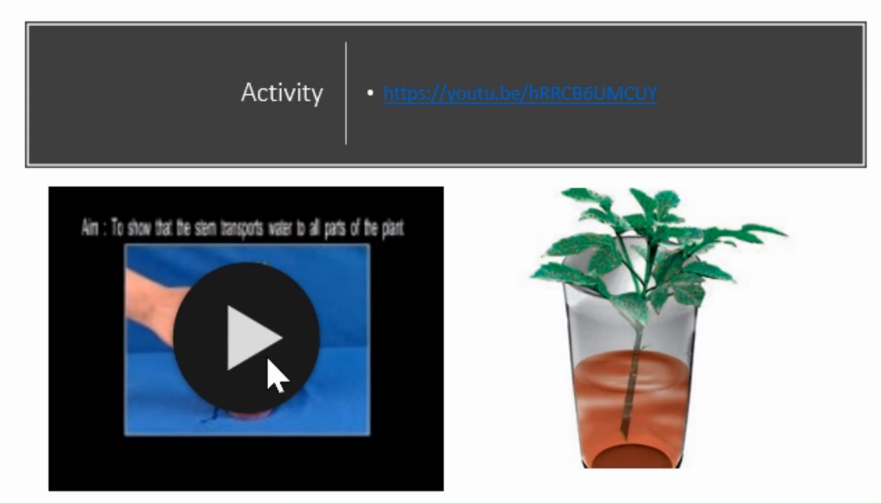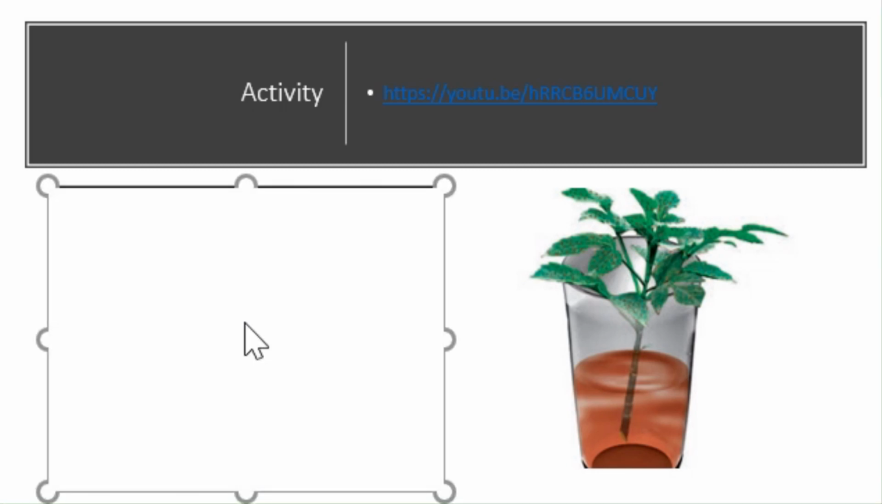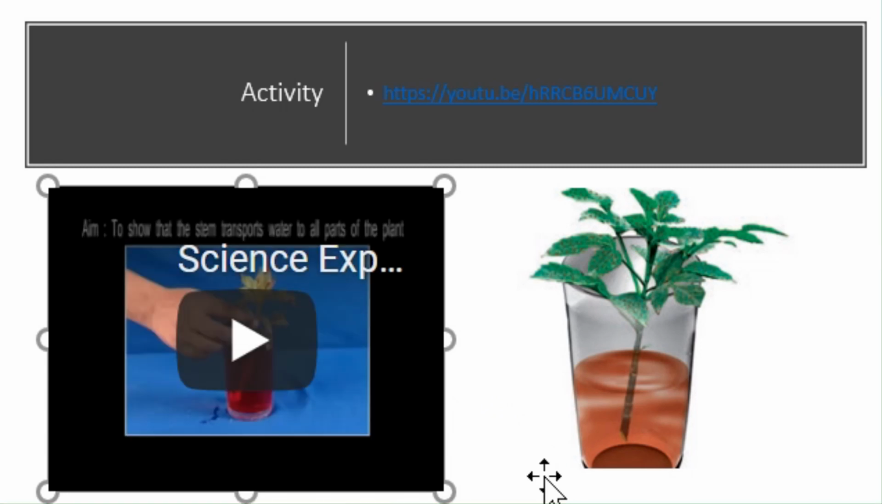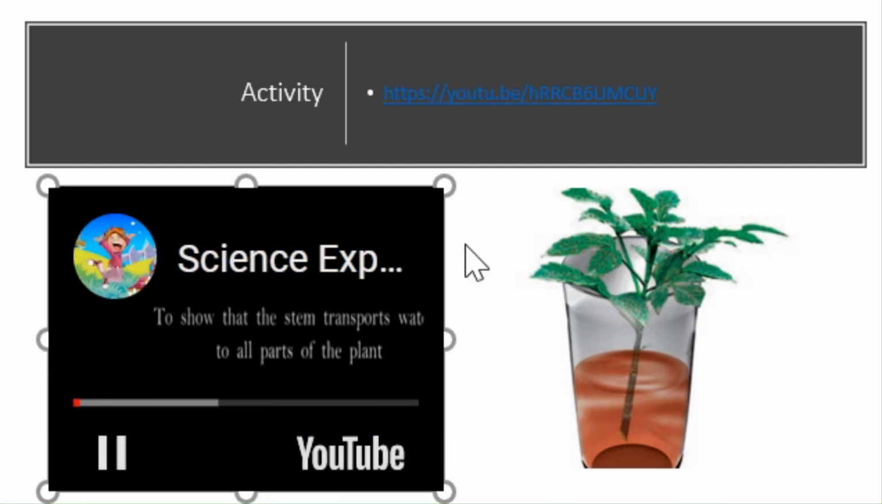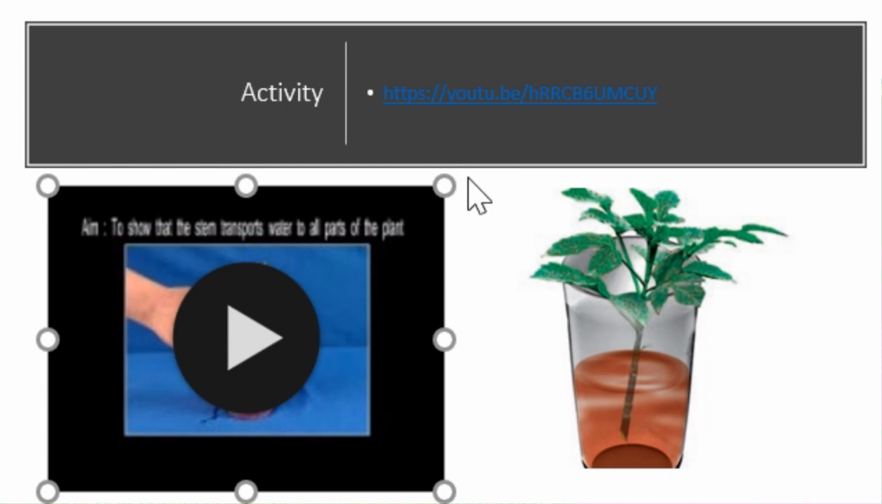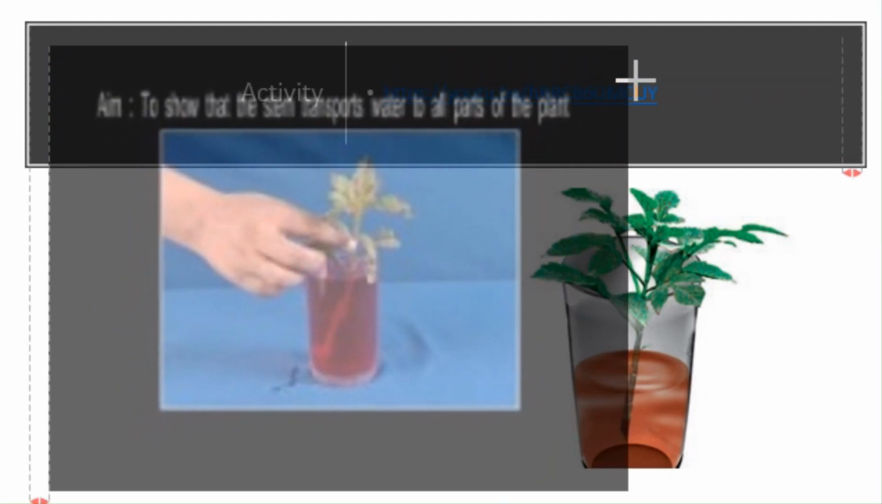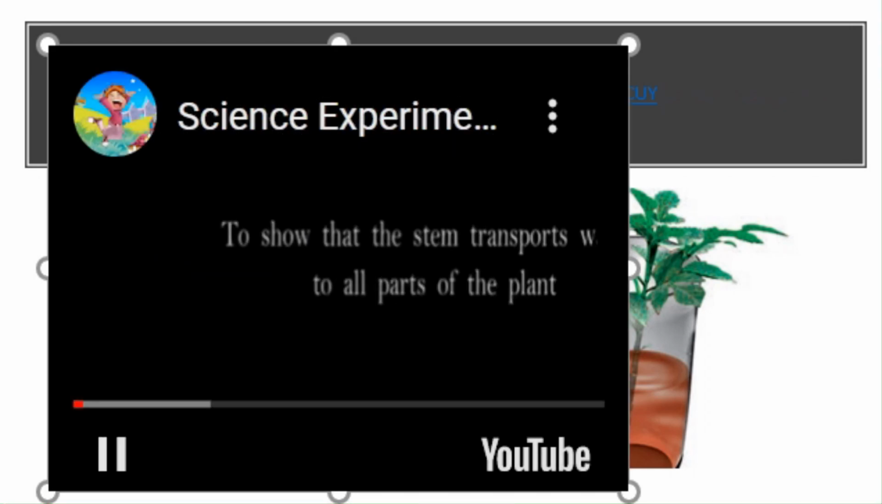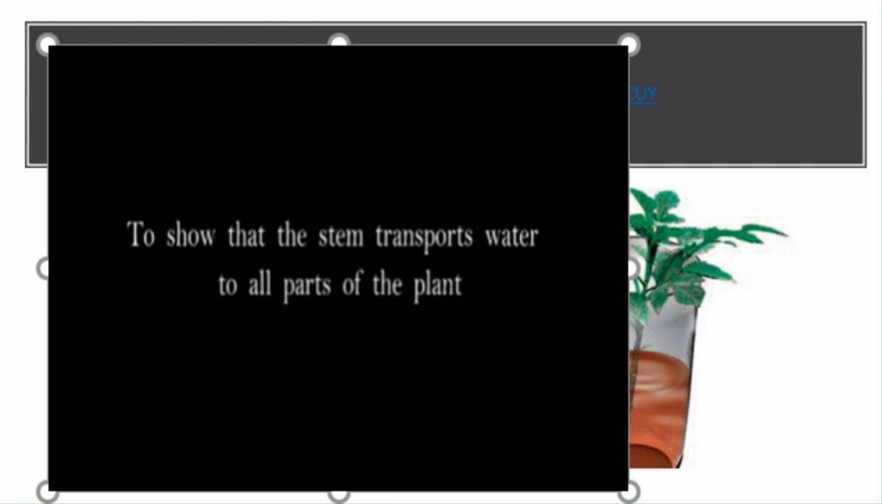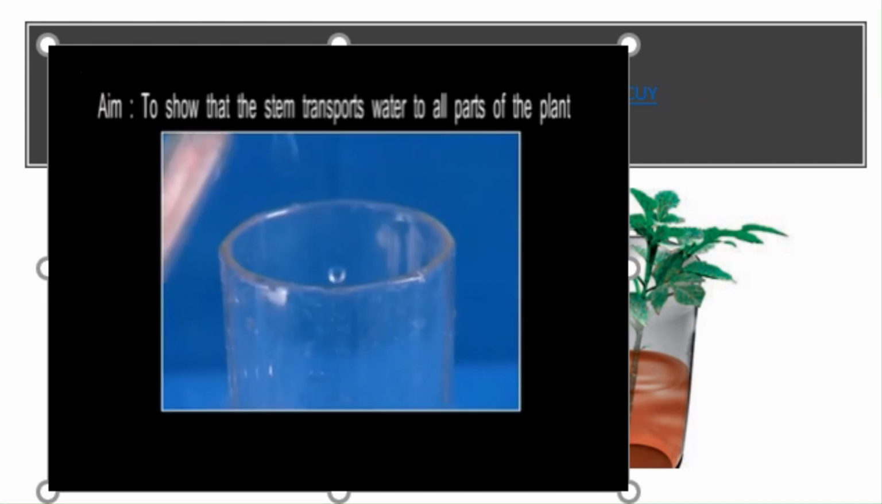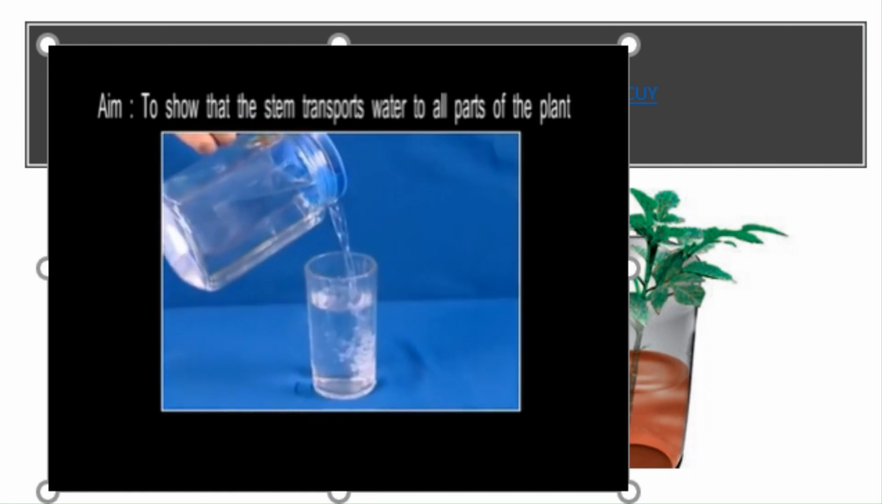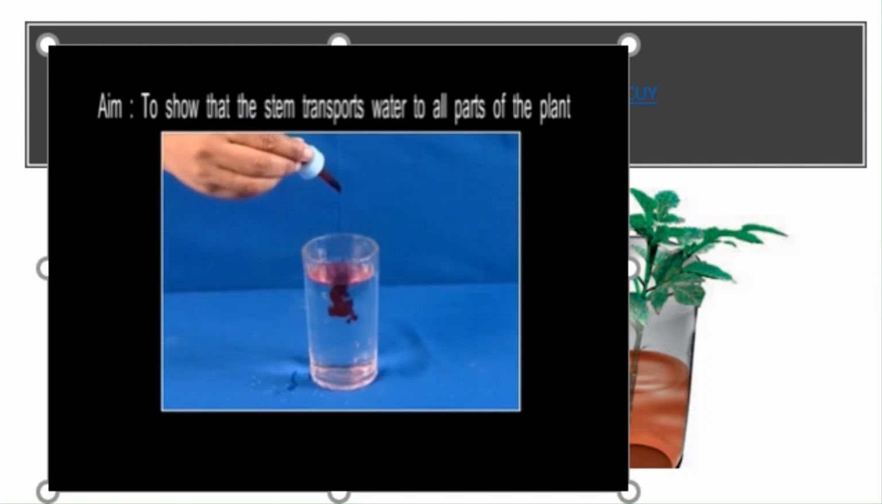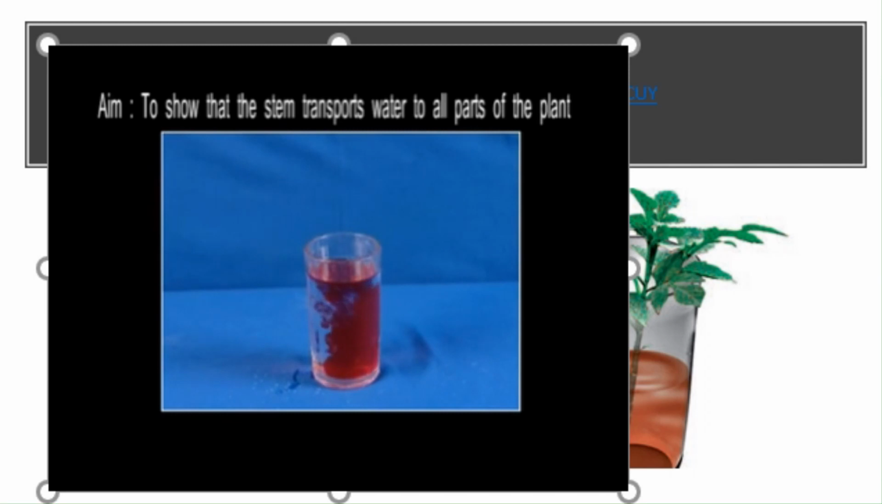Now, for the experiment, let's see a video first. To show that the stem transports water to all parts of the plant. We will take some water in a glass tumbler and put 5 to 6 drops of green ink in it. As you see, ink gets evenly diffused in water.